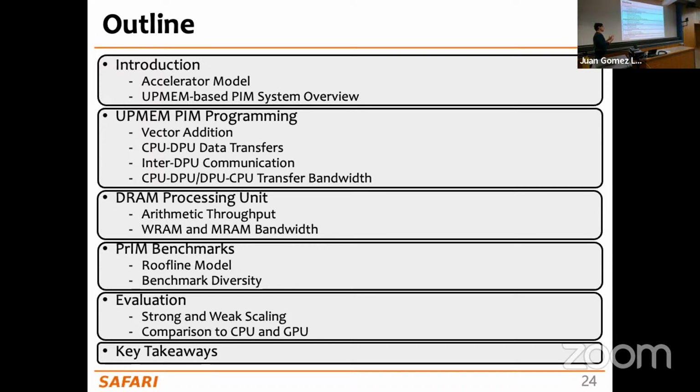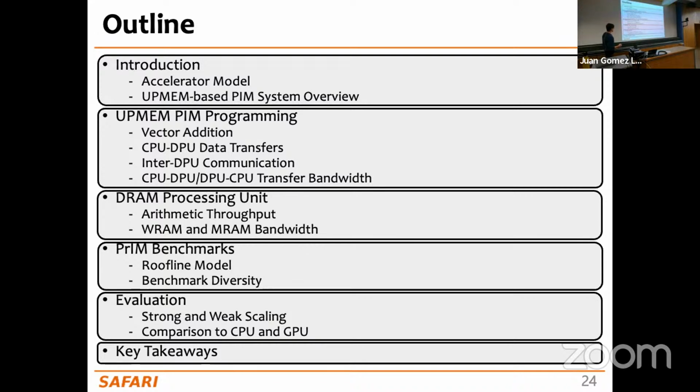After that, we are going to go into some details about the DRAM processing units themselves so that you know a little bit more about the microarchitecture and the ISA, and also start understanding what the performance limits of this architecture are. You will see that even though each of the DPUs individually is relatively weak, the whole system with more than 2,500 of these DPUs can be pretty powerful.